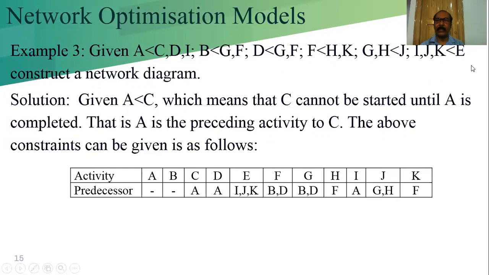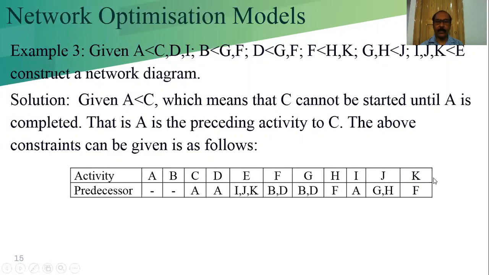Now, what is the E? E is the end. E has the predecessors I, J, K. I, J, K are the predecessors of E. H has the predecessor F, and K also has the predecessor F. Now J has the predecessors G and H.